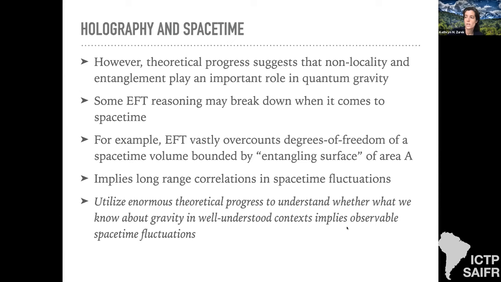So as I said before, I'm taking a fairly conservative approach, which is that I want to leverage the theoretical progress, which has mostly been in the context of AdS/CFT, but also more recently the SYK model and JT gravity, that are understanding how non-locality and entanglement play an important role in quantum gravity. And we're learning as a result that some of the standard EFT reasoning and intuition breaks down when it comes to space-time. The simplest way to think about this is that effective field theory vastly overcounts the degrees of freedom in a space-time volume, which we believe should actually be set by the area of some entangling surface between the volume that you're measuring and what's not being measured.